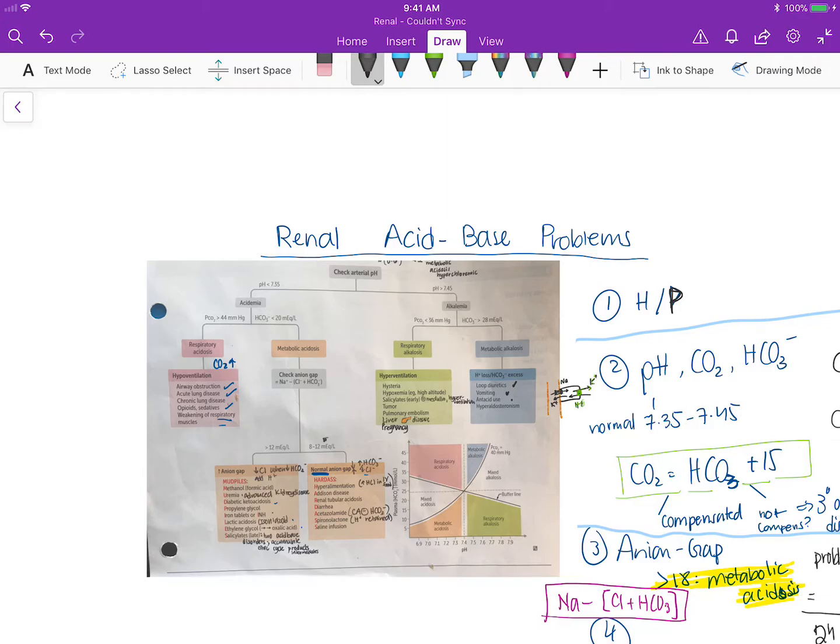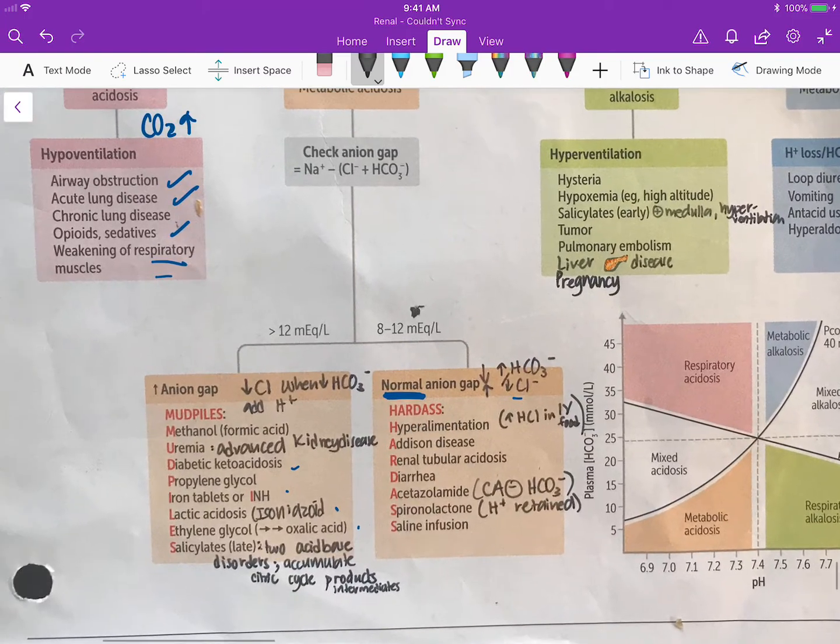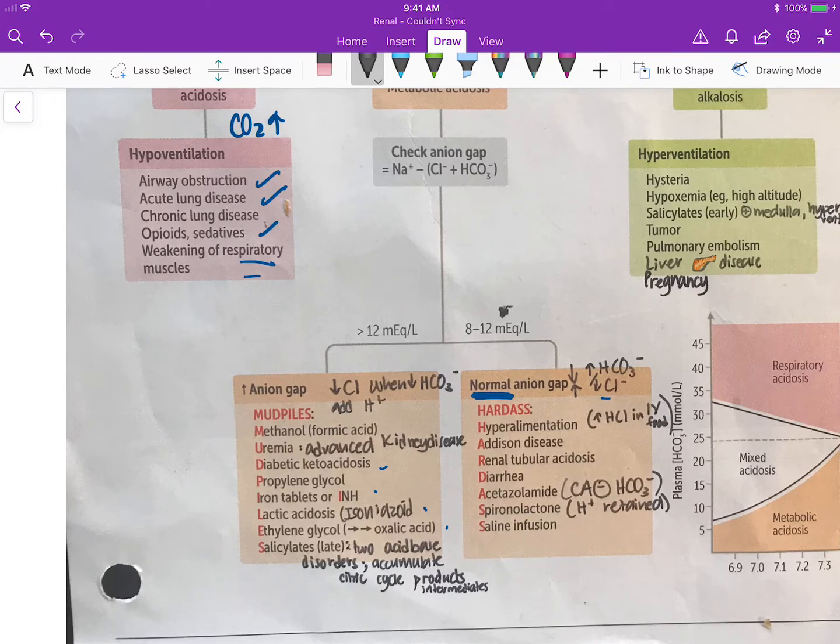All right, so here we're going to go over basic how do you attack renal acid-base problems. This is a very common topic. So the first thing is you look at the history and physical. And the history and physical, the problem will tell you what's going on with the patient.